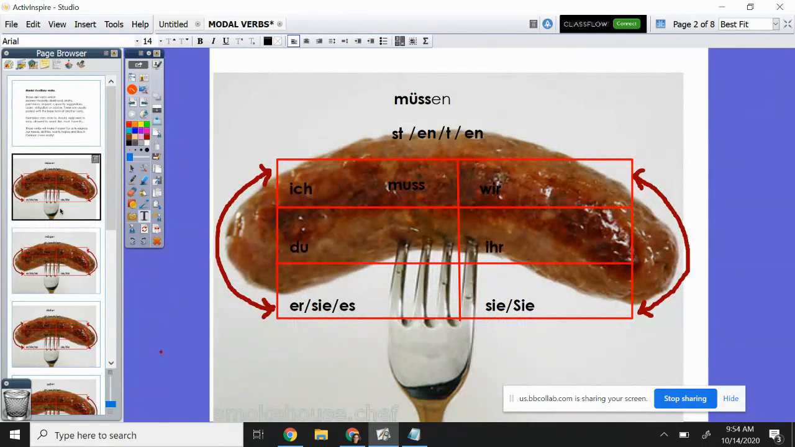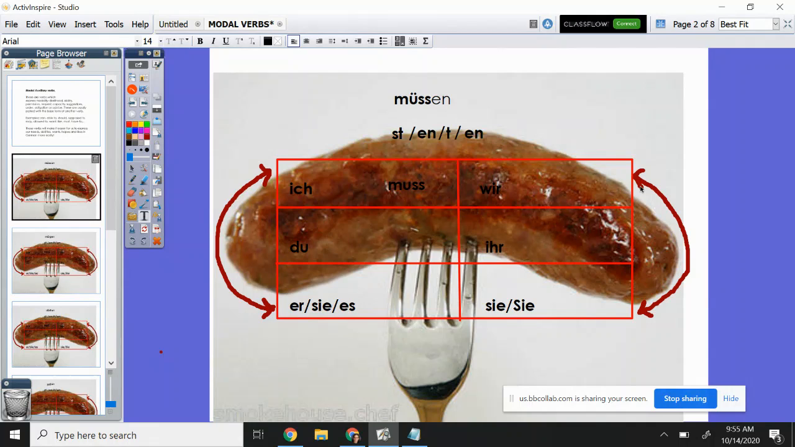The first verb that we're looking at is müssen. For a modal verb, if we know the infinitive form and we know the ich form, we can figure out the conjugations for the verb pretty easily. So here we have the infinitive form up at the top, and we have the ich form here. I like to say that modal verbs follow a hot dog pattern in their conjugations. That means that the ich form and the er/sie/es form are the same on the one side, and the wir form and the sie form are the same on the other.